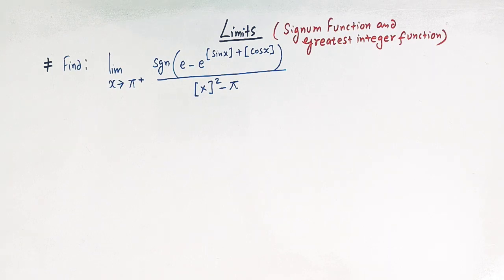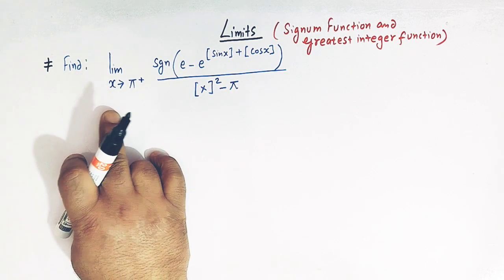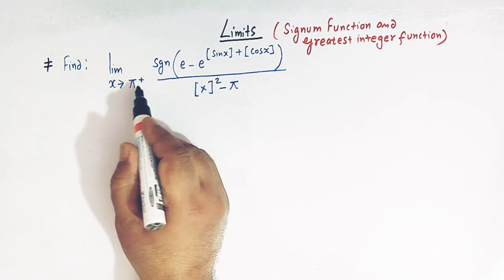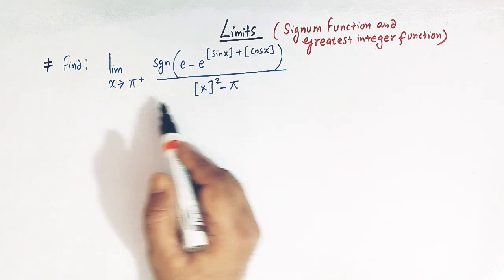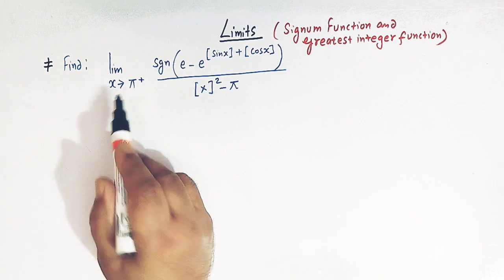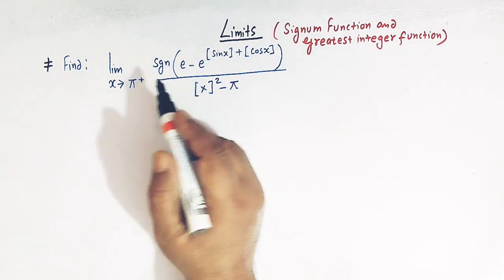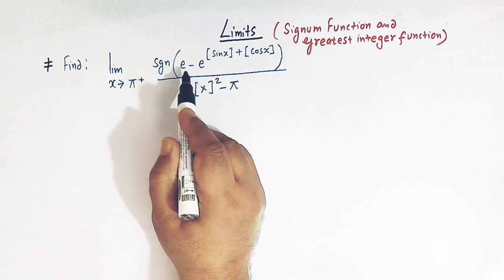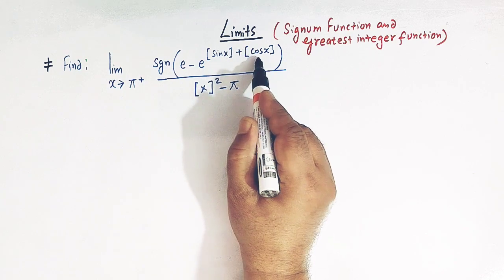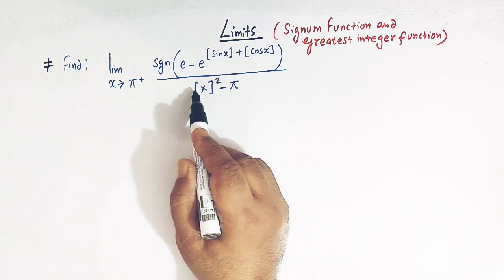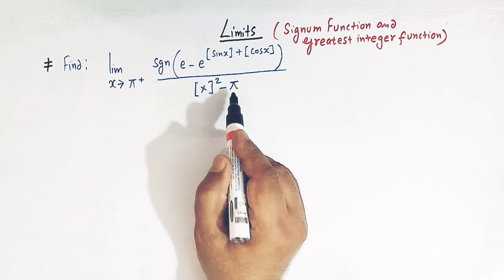Here we have to find the value of this limit, where x tends to pi plus. It means we have to find the right hand limit of this function when x approaches pi from the right of x equal to pi. The function is signum of e minus e raised to [greatest integer of sin x] plus [greatest integer of cos x], divided by the square of [greatest integer of x minus pi].